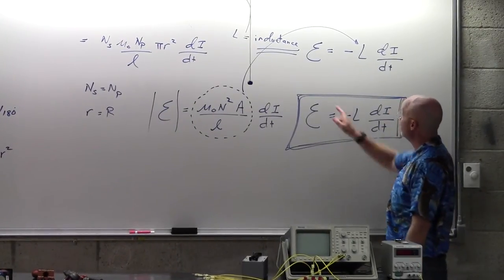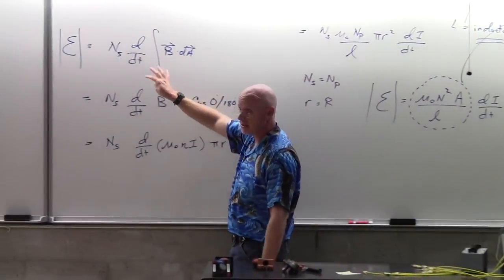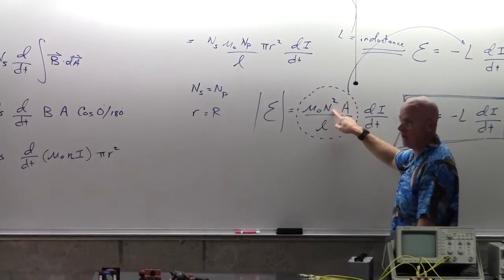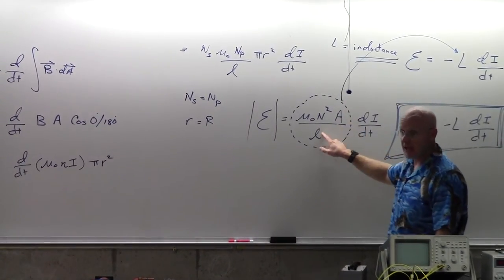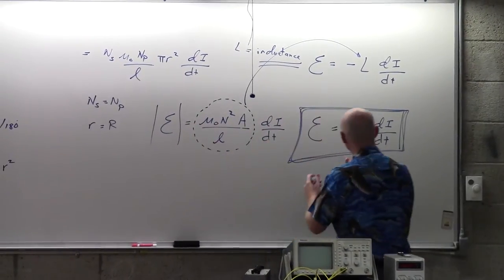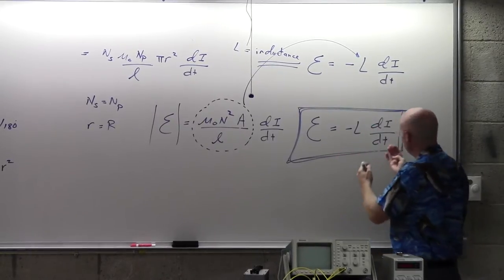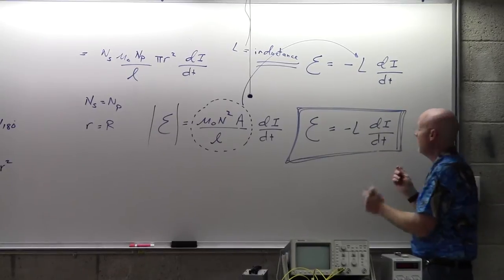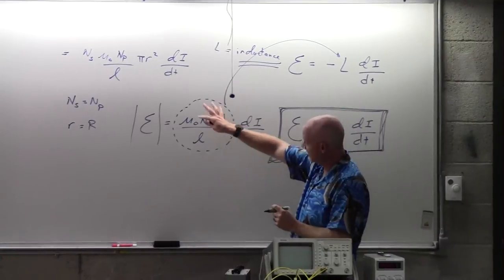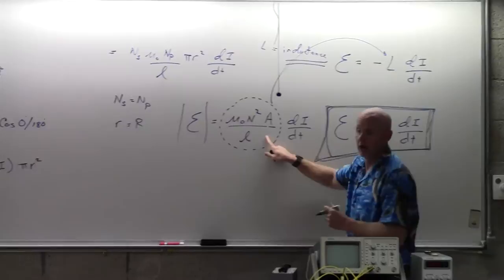Remember, we said that the EMF is really related to the change in flux. But the change in flux has to do with how many turns you have, how much area you have, how much length you have, and the change in current. So all this other stuff we'll just put inside the symbol L for inductance, and the change in current we will leave separate. As we view our inductors, we will take all this stuff from Faraday's law and bury it into here. And so this is the L for a solenoid.